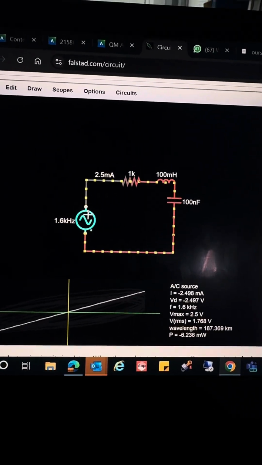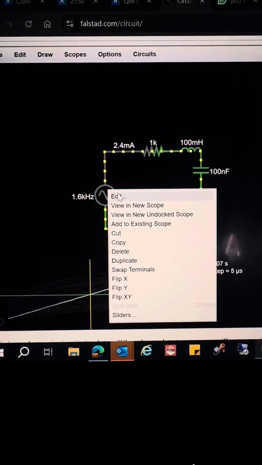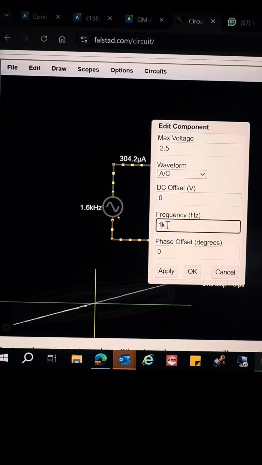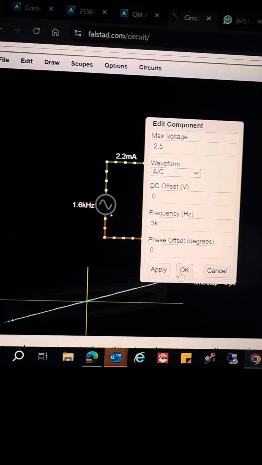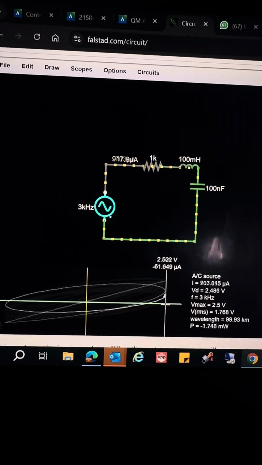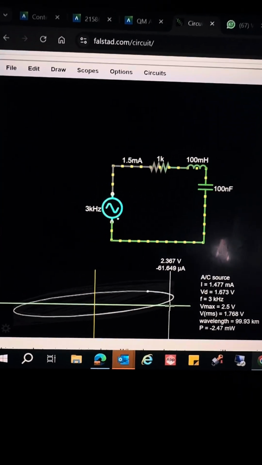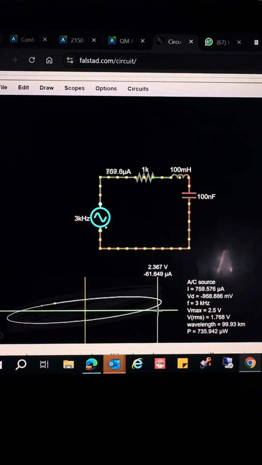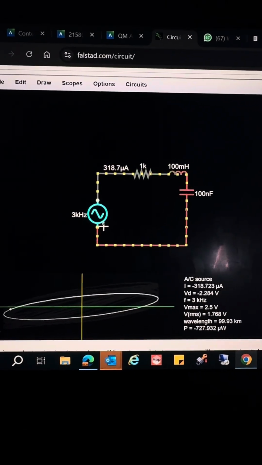And you can change the values, like in one table that's 1.6 kilohertz. You can edit it, and let's say you want to fill in the 3000 hertz or 3 gigahertz one. You apply it, and it'll be faster because you obviously put a higher frequency. It'll change your wavelength, and it'll change all your values. You can do the same for the 1 gigahertz one.